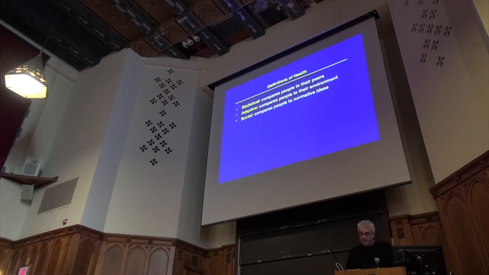So let's refresh our memory a little bit about different ways of defining health or defining medical conditions. Remember, we introduced the notion of a statistical definition, which compares people to their peers, an adaptive definition, which compares people to their environment, and this notion of a social definition, which compares people to normative ideas about what is or is not a disease or a condition or an illness. And note that the normative standard is not the same as the normality statistical standard.